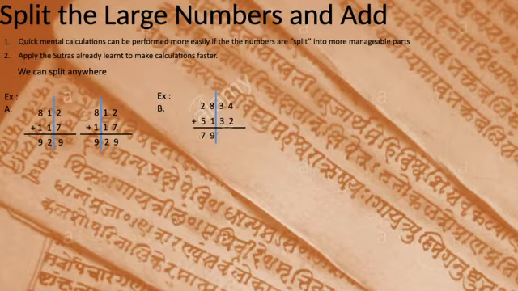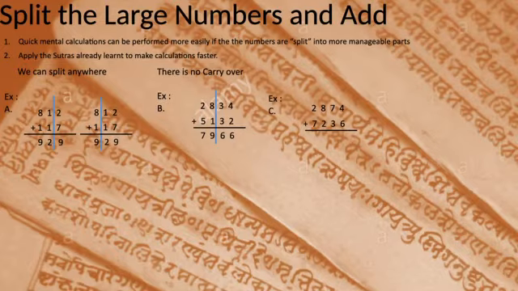Then add up the tens part, 34 and 32. When added up, it gives 66. So our answer is 7966. We could do it very easily, right? So this was an example with no carryover. Let's look at one more example.